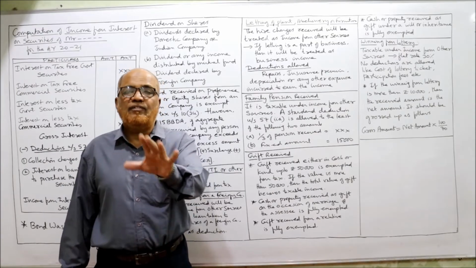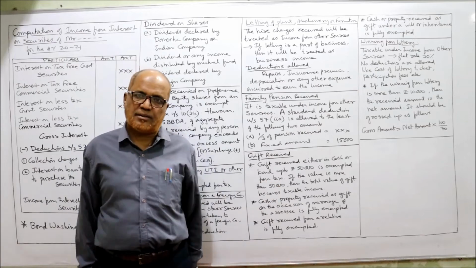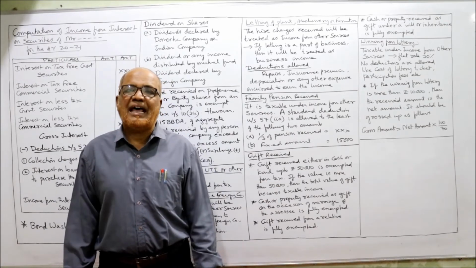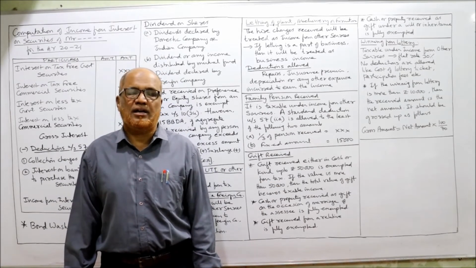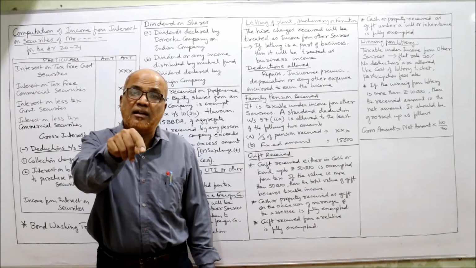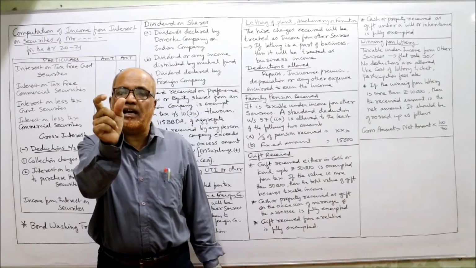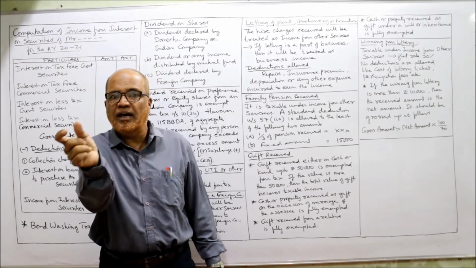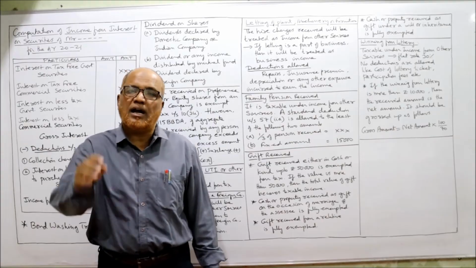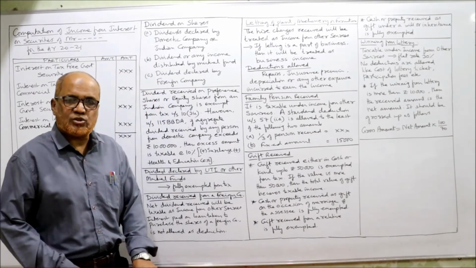For example, if a person receives 49,000 rupees gift, exempted. If a person received 99,000 rupees gift, the entire 99,000 will be taxable. Don't think that out of 99,000, 50,000 is exempted, remaining is taxable. No, the complete 99,000 will be taxable. That is the first provision.